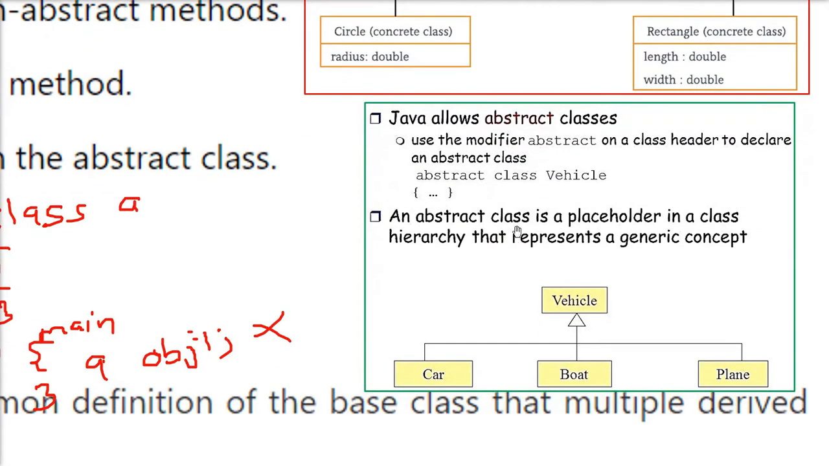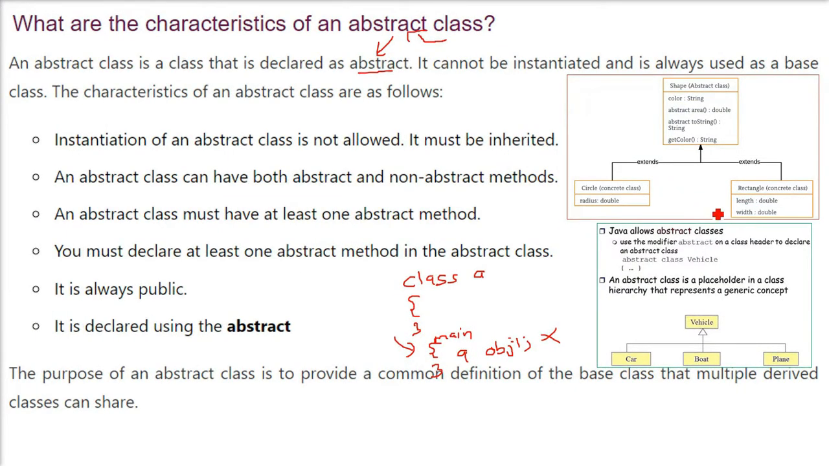I'll tell you one more thing. This is about Java. When you write a class, it can have any name, but the type should be abstract in order to make an abstract class. So you have to use the modifier abstract on a class header to declare an abstract class. An abstract class is a placeholder in a class hierarchy that represents a generic concept, and you have to implement that concept. Whichever class is inheriting, for example, we have an add function inside this Vehicle, that class which is inheriting should implement this add. There will be no implementation of add in the abstract class. You have to do it when you inherit it.